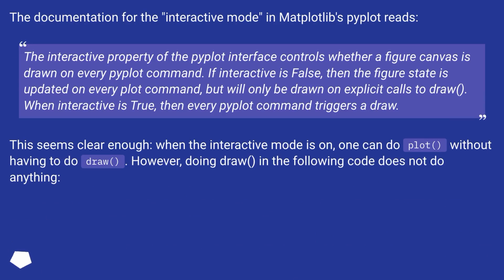The documentation for the interactive mode in Matplotlib's pyplot reads: the interactive property of the pyplot interface controls whether a figure canvas is drawn on every pyplot command. If interactive is false, then the figure state is updated on every plot command, but will only be drawn on explicit calls to draw. When interactive is true, then every pyplot command triggers a draw. This seems clear enough. When the interactive mode is on, one can do plot without having to do draw.